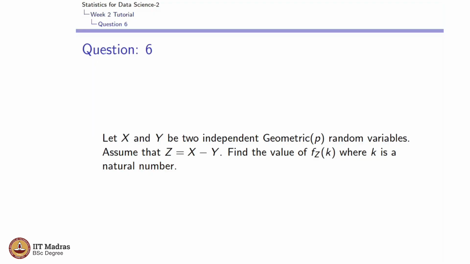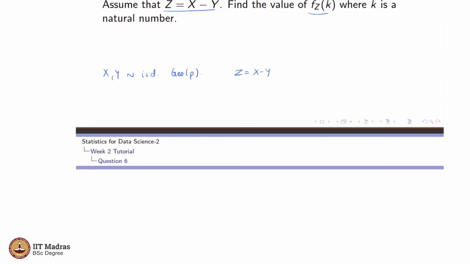So question number 6 is, let X and Y be two independent geometric(p) random variables. Assume that Z equals X minus Y. Now you have to find the value of f_Z(k), where k is a natural number. What is given to you is that X and Y are independent and they are geometric(p), right? Now you have to take Z equals X minus Y. So what is the value of f_Z(k), where k is a natural number?